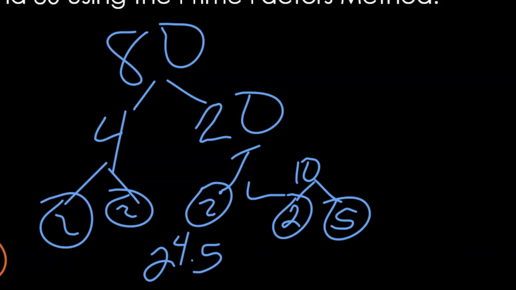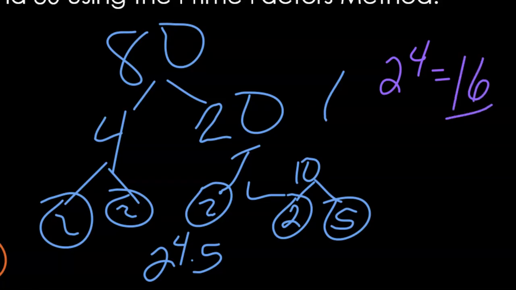When I look at my two numbers now, I have 2 to the 4th times 3 and 2 to the 4th times 5. What do these two items share? They share 2 to the 4th power, and 2 to the 4th is 16, so that is going to be my greatest common factor.